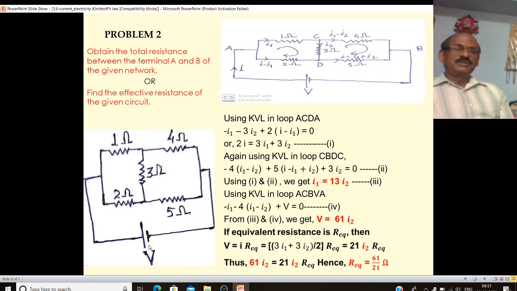Next problem. See, obtain the total resistance between the terminals A and B. A point is here and B point is here, as shown in the given network. Or find the effective resistance of the given circuit. It is the question, and here it is the solution.